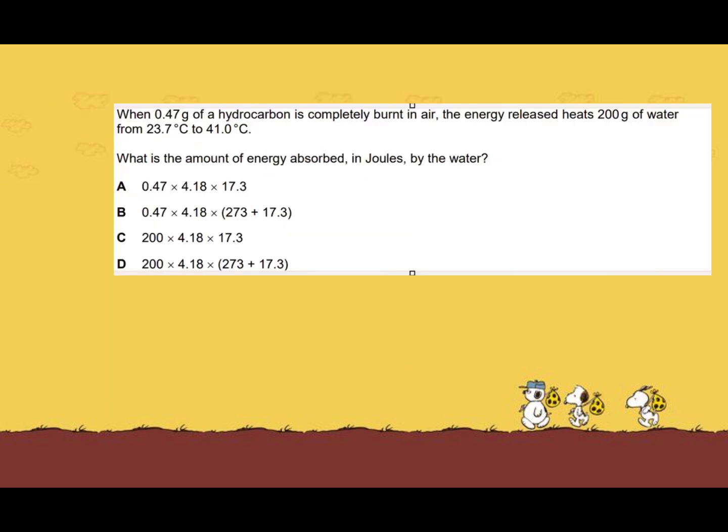Okay, next. When 0.47 gram of a hydrocarbon is completely burned in air, the energy released heats 200 gram of water from 23.7 Celsius to 41 Celsius. What is the amount of energy absorbed in joule by the water? So the correct answer is C because the heat absorbed by the water is calculated using Q equals mc delta T. And the constant value of c is 4.18.